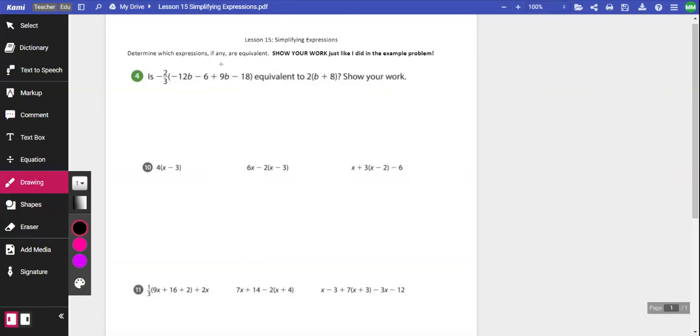Okay, so what we're trying to do on here is figure out which expressions, if any, are equivalent. So when they're equivalent, it means that they come out exactly the same. They're going to simplify to the same thing. So even though they don't look the same, could they simplify to the same thing? That's what we're trying to figure out. In the same way that 2 plus 3 and 5 don't look the same, but they mean the same thing.